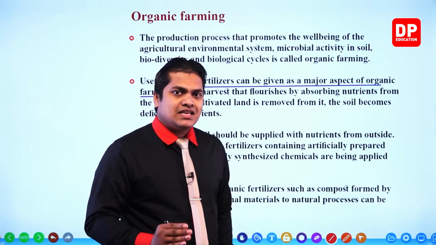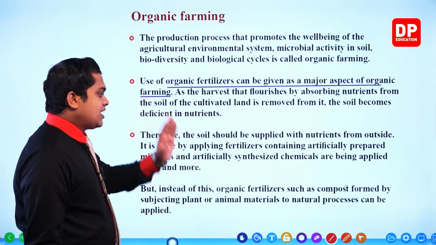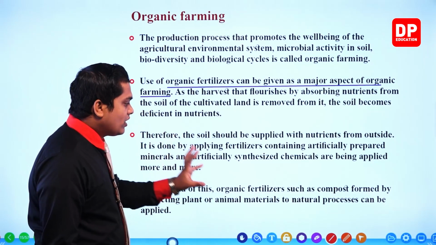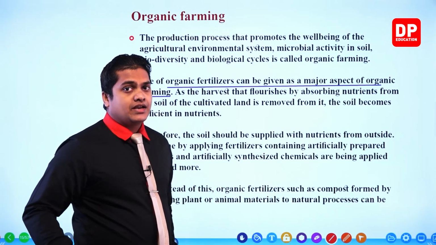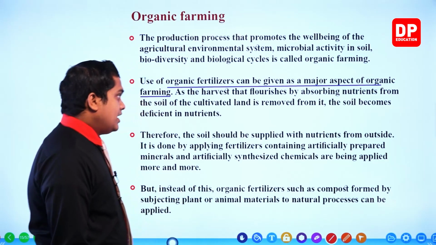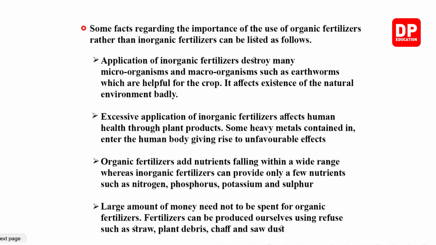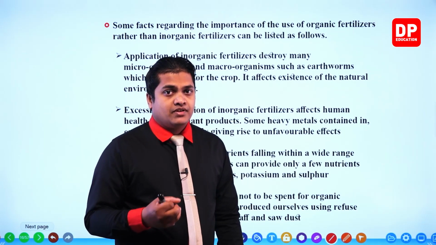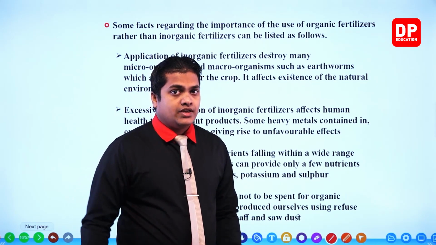So therefore, step by step, we need to minimize the usage of these chemicals, right? Instead of those chemicals, we can create organic fertilizers such as compost, then we can add it to the soil, when we are going to get the next harvest, or when we are going to plant the next field. Okay, right. Then here it is given once more. Some facts regarding the importance of use of organic fertilizers rather than inorganic fertilizers can be listed as follows. Some essential facts or advantages of using organic fertilizer over inorganic are given in the list here.